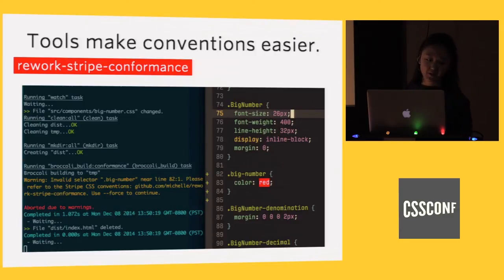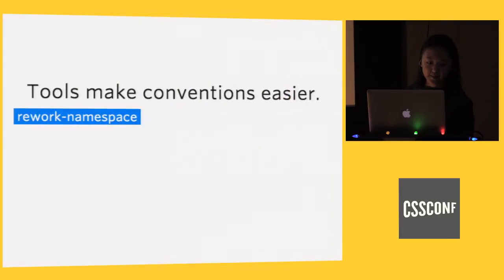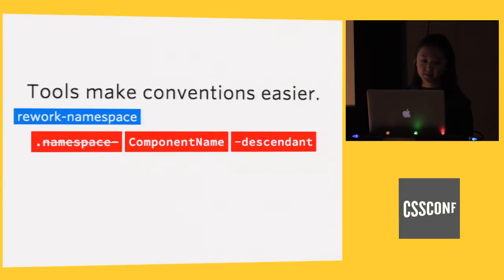Not only does the checker tell you if your CSS doesn't conform, it will not even build the file. As an example, I added big-number to the big number component, and the build fails, and there's info about what line number it's on and what exactly the misbehaving selector is. So again, because developers will grumble about being DRY, we'll pull in rework-namespace to let us omit that pesky namespace that's in every class.